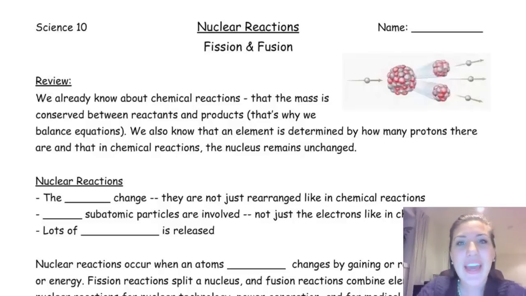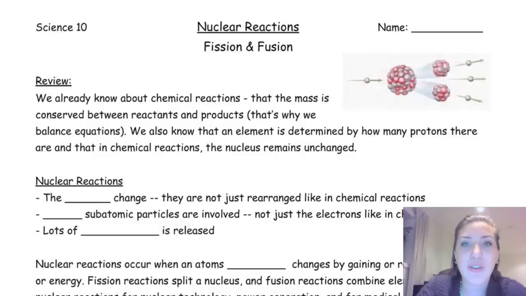We already know that chemical reactions occur, and that is when the reactants simply rearrange themselves to create products. And we saw that the mass remains unchanged in our conservation of mass lab. And we also know that the protons determine what that element is. So as long as there's a certain set of protons, we can look on the periodic table and find out what that element is. And in chemical reactions, the nucleus doesn't change.